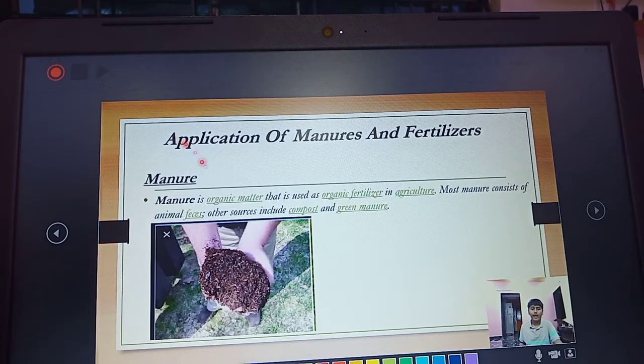Now let's see applications of manure and fertilizers. Now first we'll see manure. Manure is an organic matter that is used as an organic fertilizer in agriculture. Most manure consists of animal feces. Other sources include compost and green manure. Now, manure is an organic matter made up of organic substances. It is used as an organic fertilizer in the field, and you add natural, biodegradable substances in this manure.